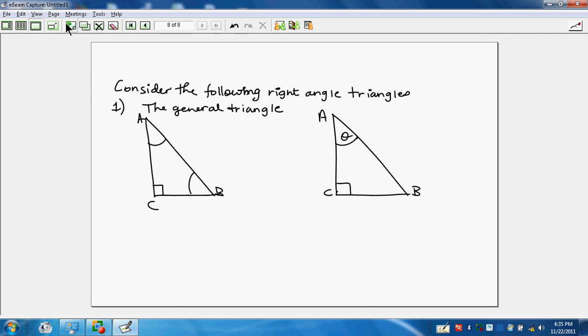So let us consider the following right angle triangles. In the first case, we revise what the general triangle is made up of. Now in the general triangle, if we label the vertices A, B, and C, then we use capital letters to represent those vertices. Now those letters could be any letters, P, Q, R, L, M, N. It doesn't matter. They go in one sense or the other. In this case, it goes in a clockwise sense, A, B, C.